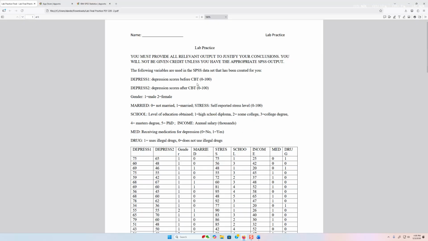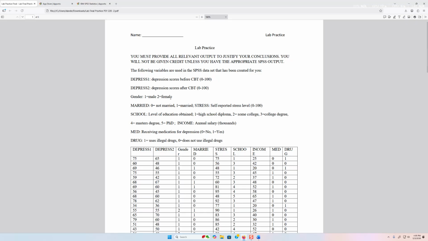And this is the legend. Basically, this tells you what the variables are. Depression scores before CBT. CBT is cognitive behavioral therapy. So what is the depression level before cognitive behavioral therapy, from 0 to 100? Depression 2, what is your depression after? So this is a before-after variable: before cognitive behavioral therapy, after cognitive behavioral therapy.